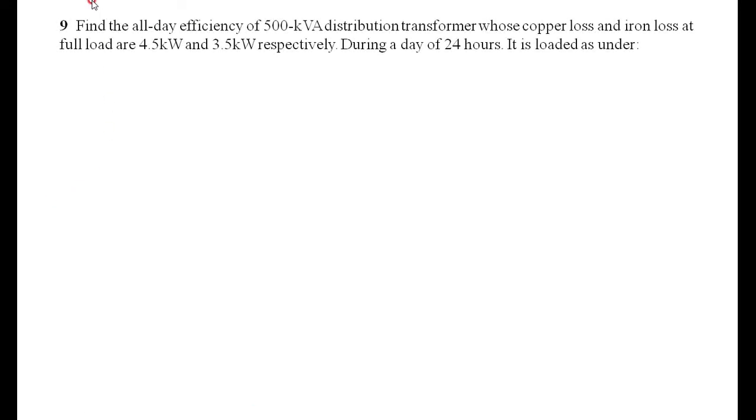I've got a numerical: find the all day efficiency of a 500 kVA distribution transformer whose copper loss and iron loss at full load are given as WCFL and Wi. First the copper loss is given, then the iron loss. You have to read the problem carefully. They are 4.5 kilowatt and 3.5 kilowatt respectively. During a day of 24 hours, it is loaded as under.